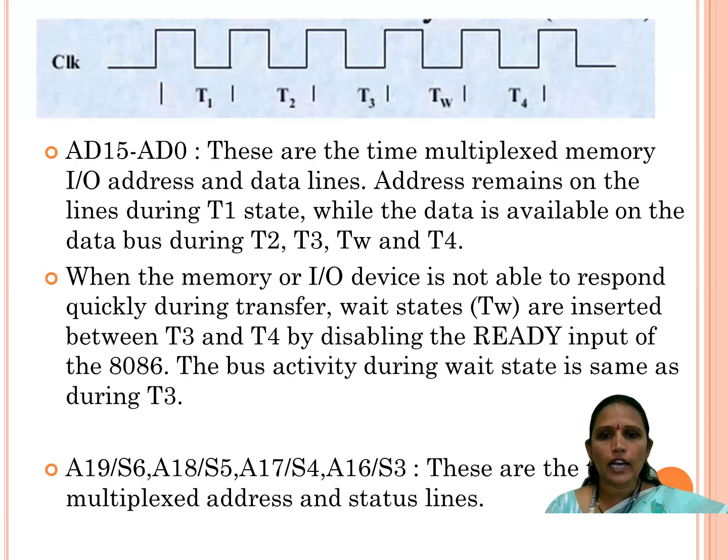When the memory or IO device is not able to respond quickly during the transfer, wait states are used. TW is called the wait state, and it is inserted between T3 and T4.